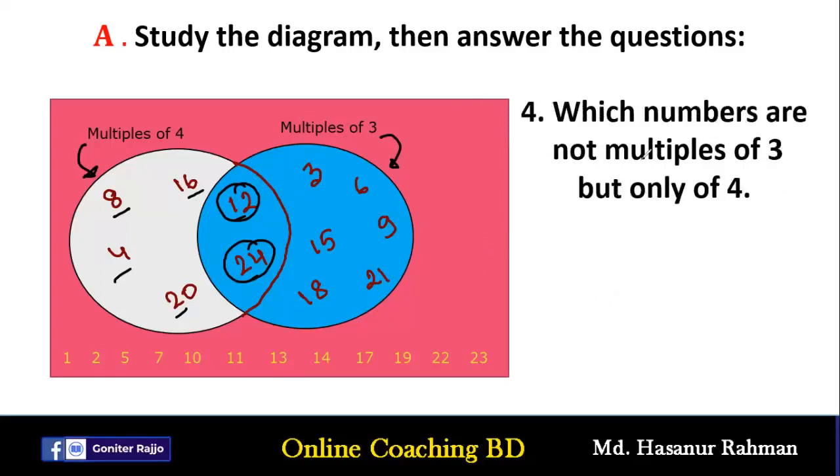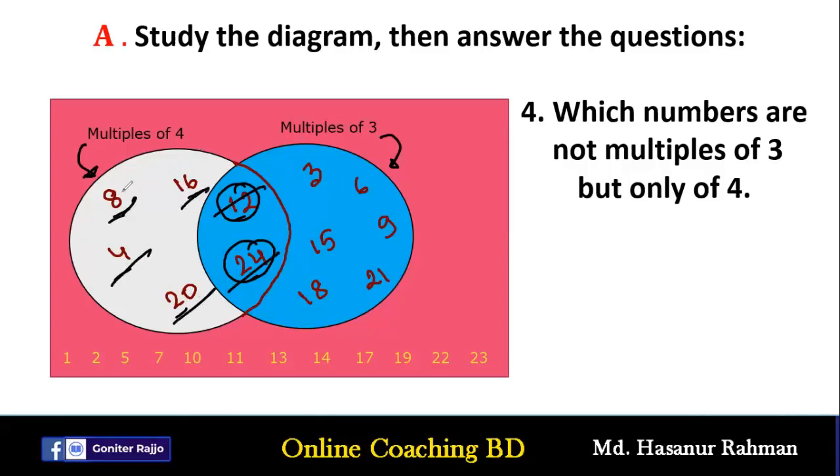Now, number 4 says which numbers are not multiples of 3 but only of 4. So we have to find some number that is not a multiple of 3 but only of 4. These numbers are multiples of 4, and these numbers are multiples of 3. But 12 and 24 are both common multiples of 3 and 4. So we cannot take 12 and 24. We can take only these numbers 8, 16, 4, and 20.